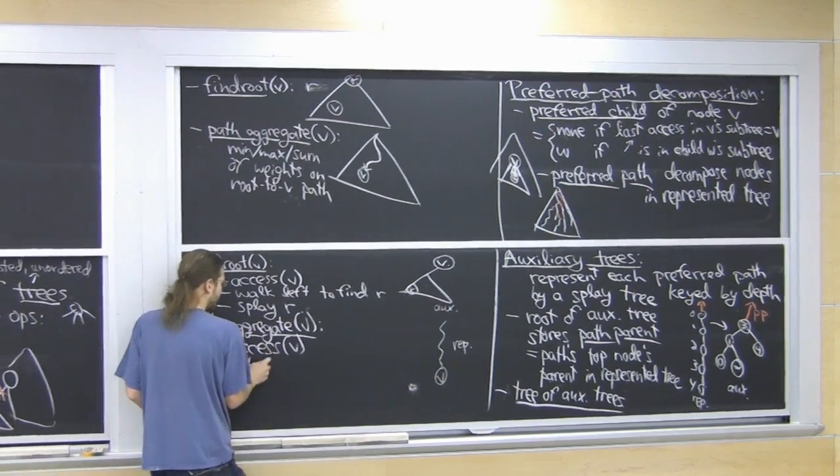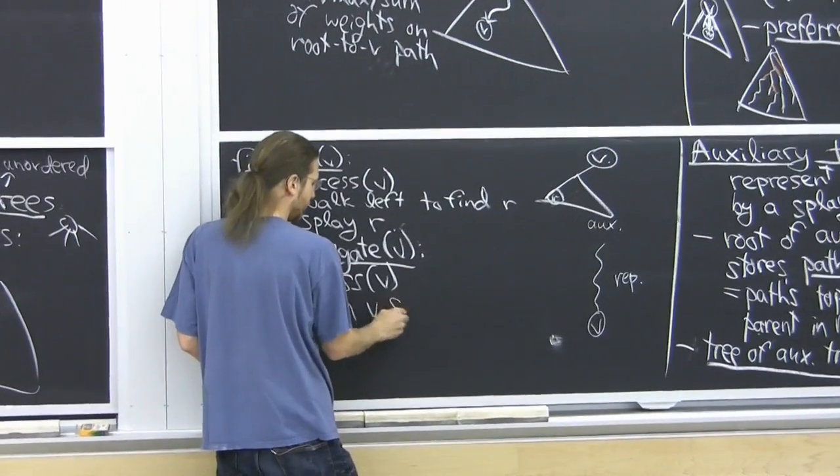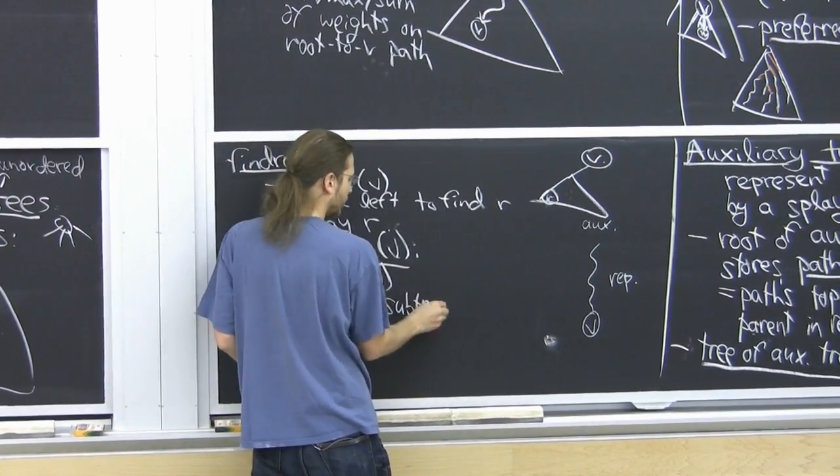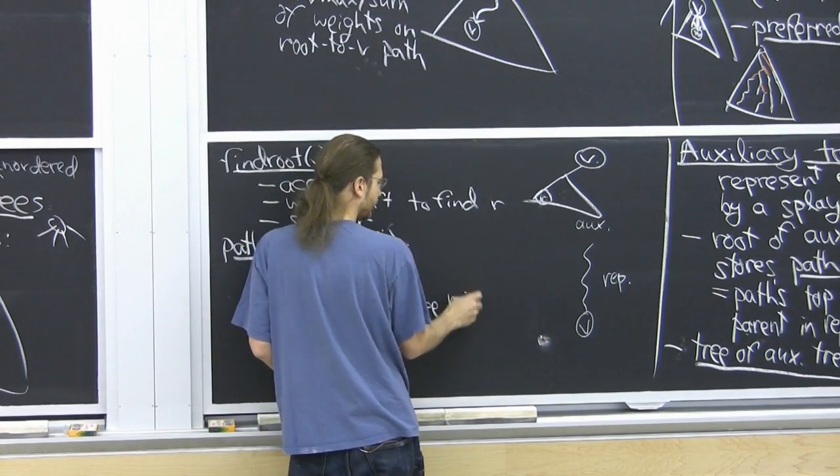return v dot subtree min, max, whatever.